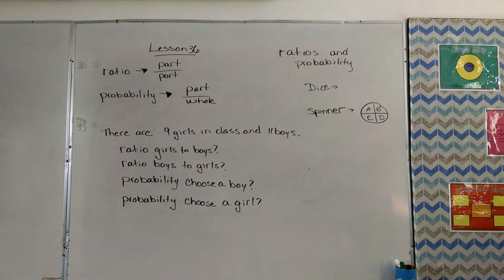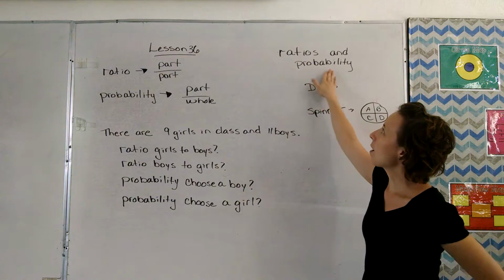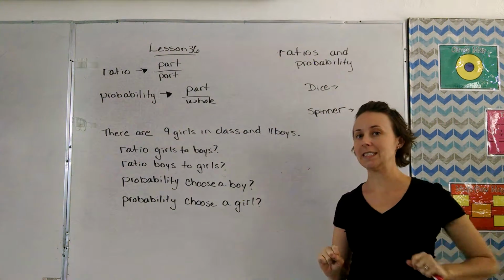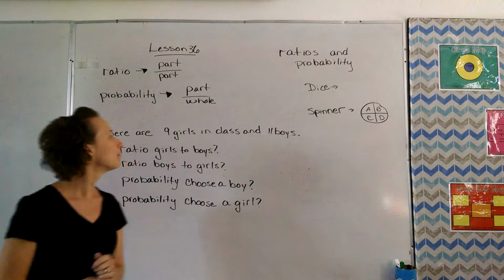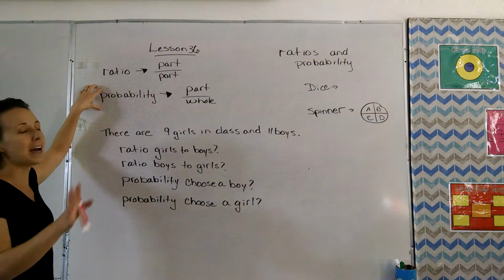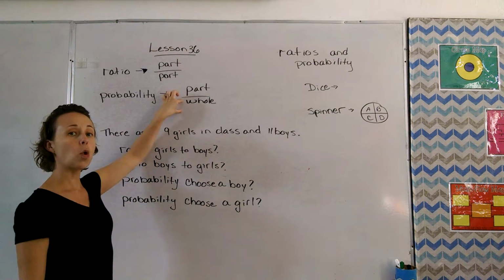For 6th grade, today we're going to be learning about lesson 36, ratios and probability. Warning, these look like fractions. They're a little bit different. Probability works exactly like a fraction. It's a part over the whole.